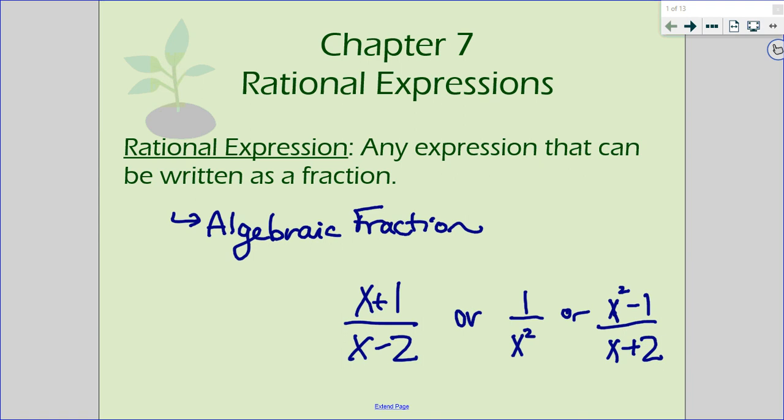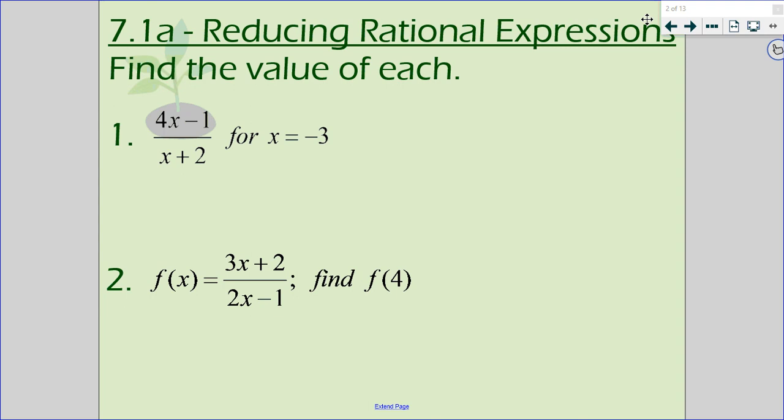So that's why we have names for these things. We're going to start out in 7.1, which is reducing rational expressions. In the beginning of the section, we'll be doing some other things, and then we'll get to actually reducing them in a little bit. I'll try and demonstrate to you how reducing a rational expression is similar to reducing a fraction. But the first thing we're going to do is evaluate, in other words, find the value of each.